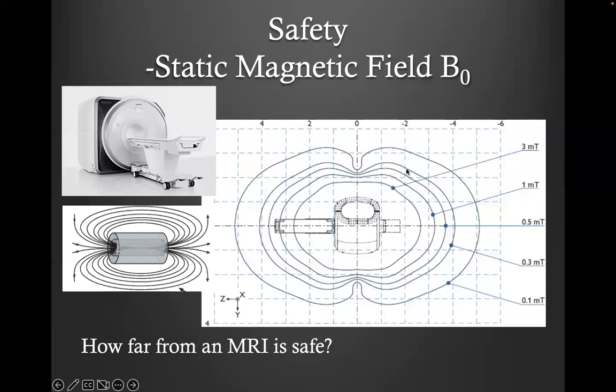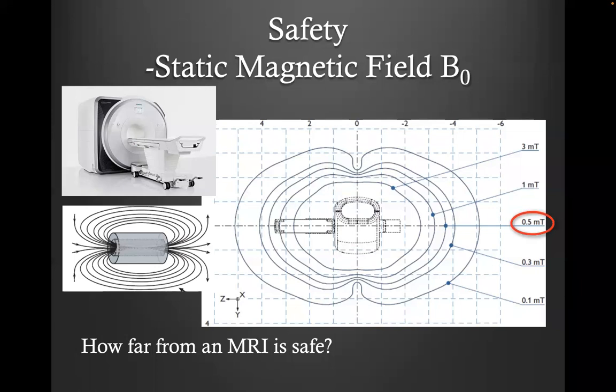So typically this shows a magnetic field, an equal magnetic field. When we construct the rooms of the scanner, we see drawings like this. And then we need to design the room so that anything within the MRI room can be higher field strength, but outside of the room, it needs to be safe. So how far from the MRI is considered safe?